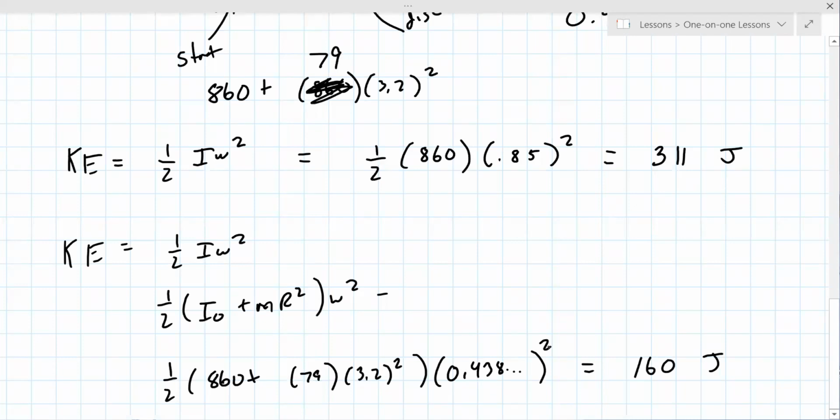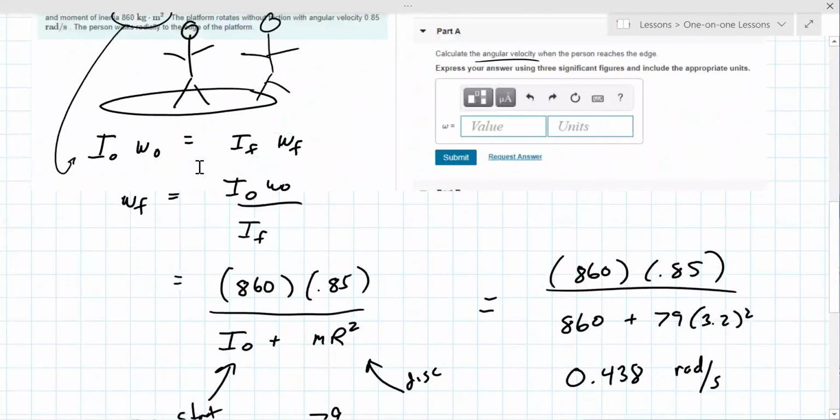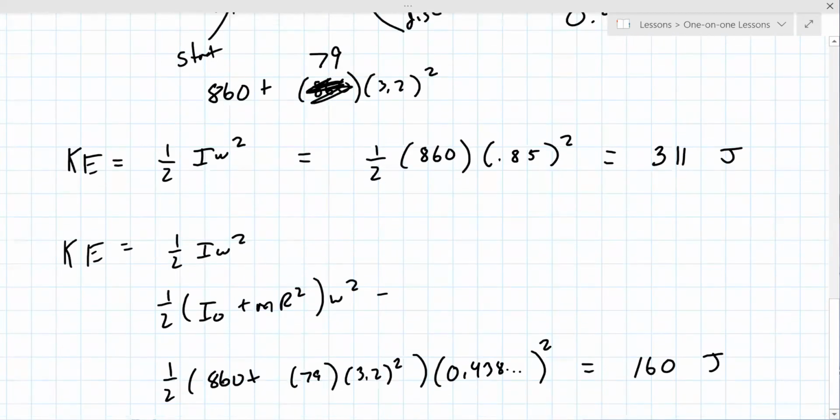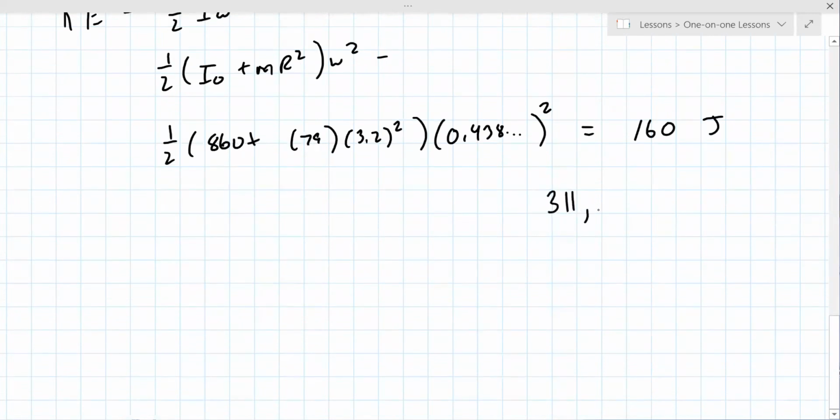The answer is looking for both of those in the box there. It wants 311 and 160. Wait, your submission doesn't have the correct number of answers. Oh wait, no, there are 2 in there. Yeah, I was blind. All right, 160.